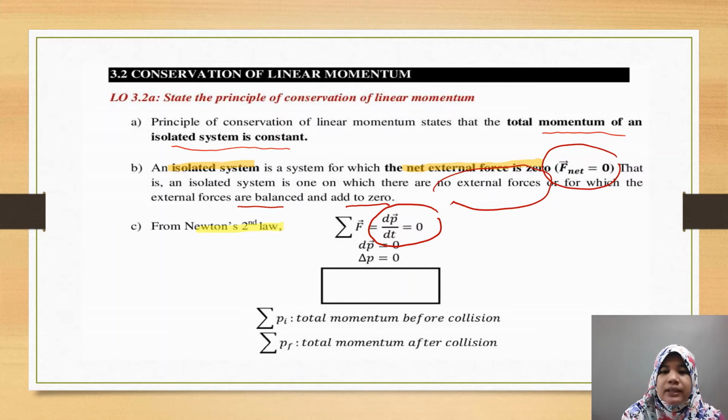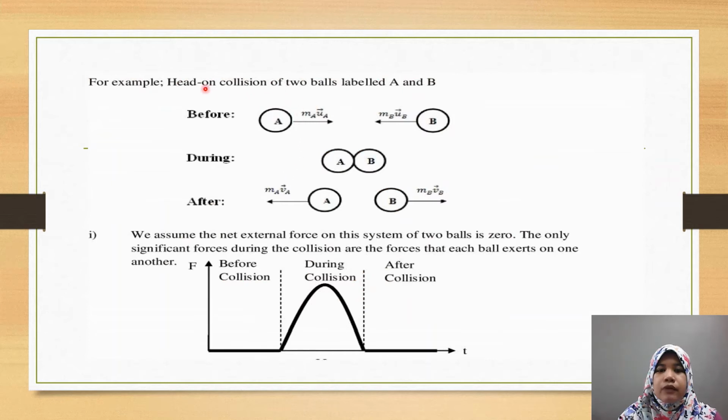Kalau kita balance kan kiri dan kanan, so means that the total momentum before collision is equal to the total momentum after collision. For example, kita akan lihat head-on collision of two balls labeled as ball A and ball B. Okay, so before collision, ball A bergerak ke kanan. Okay, ball B bergerak ke kiri. Alright, so this one adalah during impact.